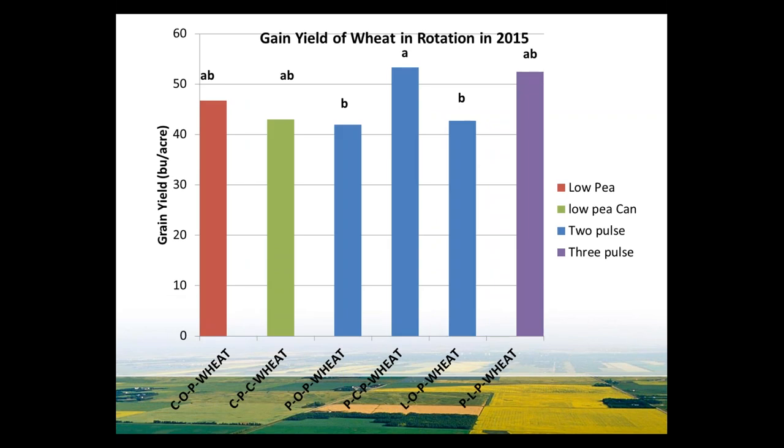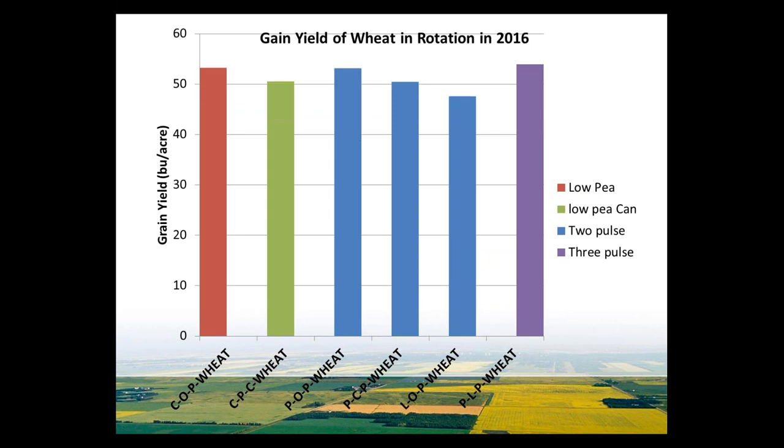When we look at wheat in the rotation, it's interesting that with two peas in the rotation, the wheat did fairly well in 2015. That whole rotation did well in that year, with the pea oat pea wheat and the lentil oat pea wheat being significantly lower. So it's hard to imagine how the crops in here, the oat canola and the oat lentil, are making that big a difference. But that was just 1 year of data.